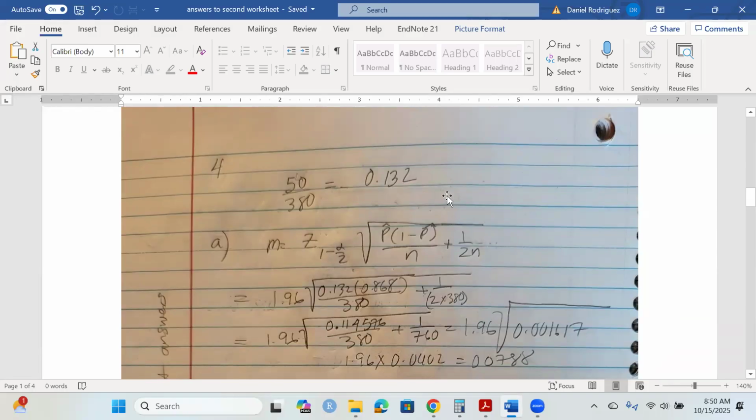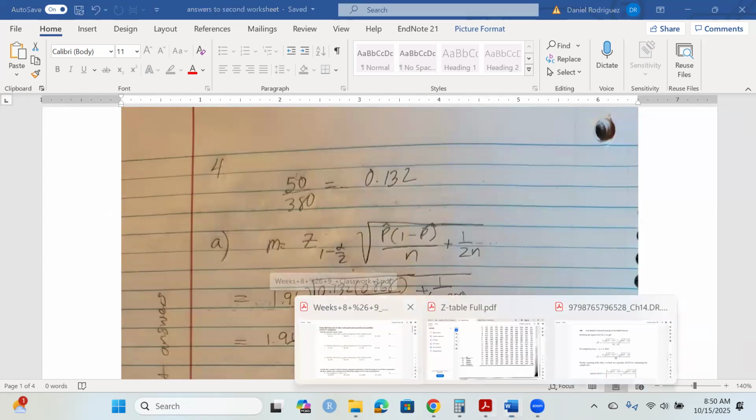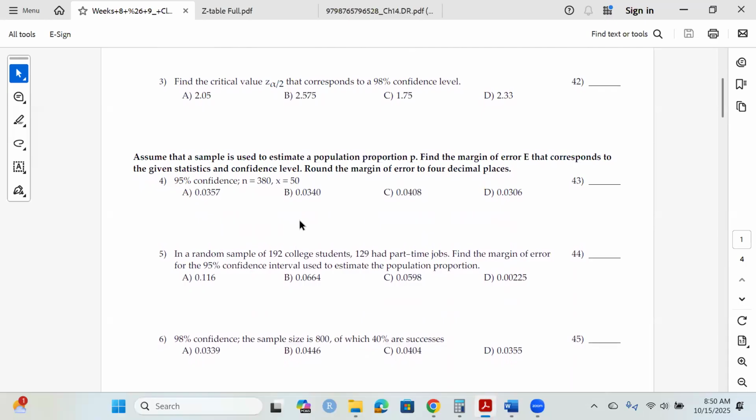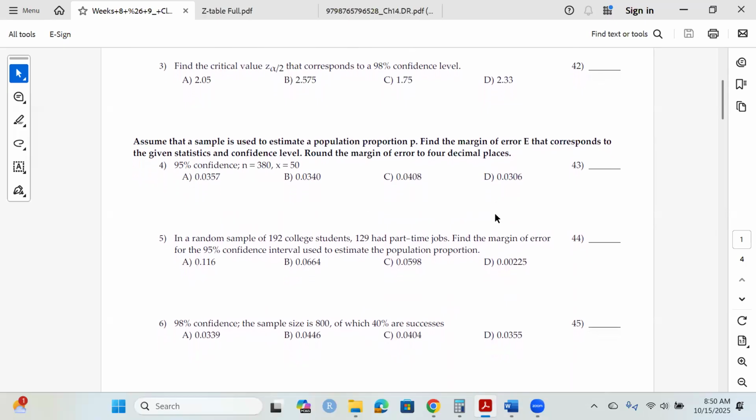Okay, this next one is interesting. And here I differ with the way this professor did it. Now, I can understand why she did it this way. That's fine, but it's not correct. Okay, so assume that a sample is used to estimate a population proportion. Find the margin of error, E, that corresponds to the given statistics and confidence level. Round the margin of error to 4 decimal places.